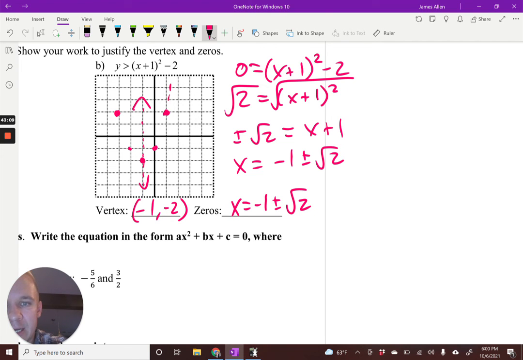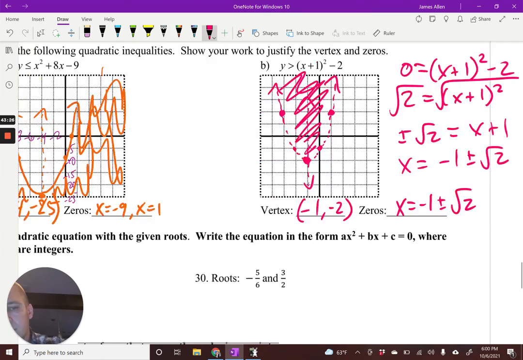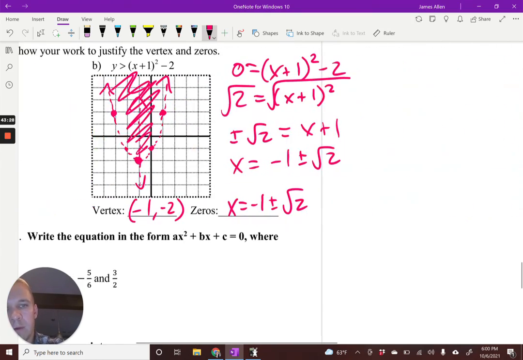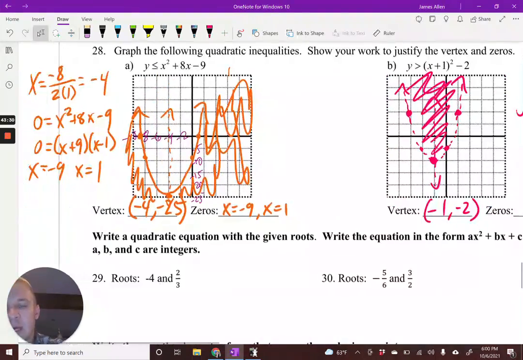So this time it's a dashed line. Don't miss that. And it says y is greater than. So if I look at my vertex, I want to shade above that, which then puts me inside the parabola. Yay! Cool. Cool. Awesome. Let's keep going.